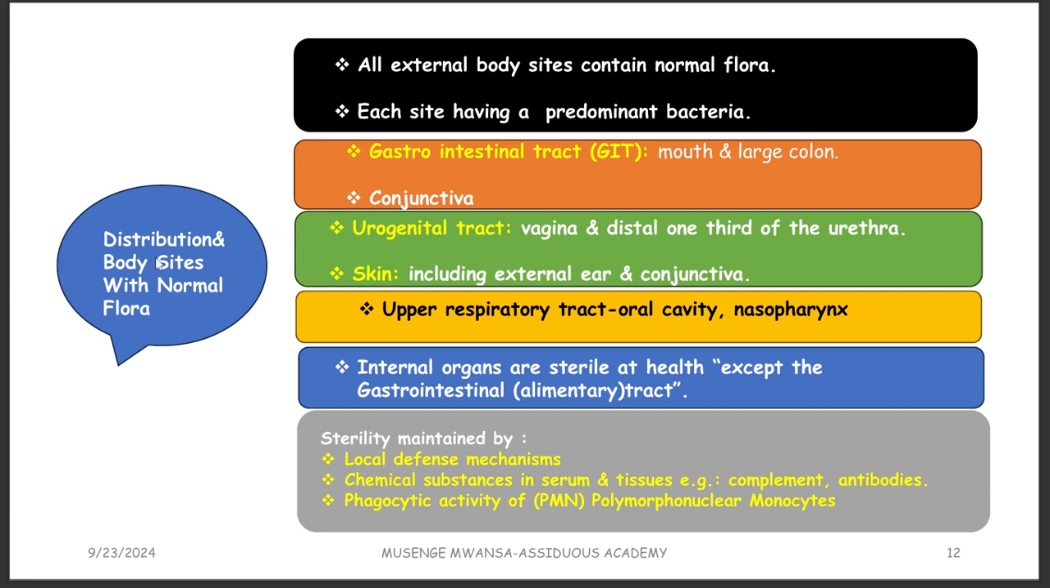So how are they distributed in the body? External body surfaces contain normal flora. Remember, the GIT is also part of the external environment, because you can connect one end of the GIT to the other end without entering cells. You move from the mouth to the anus and come out.